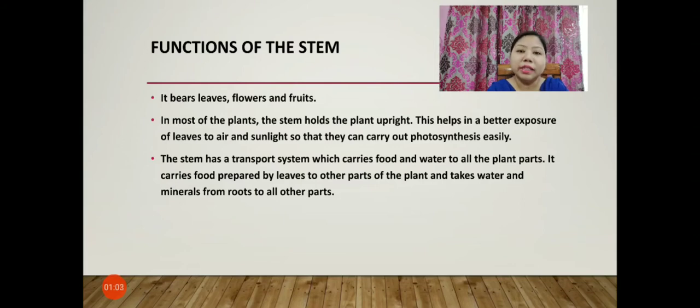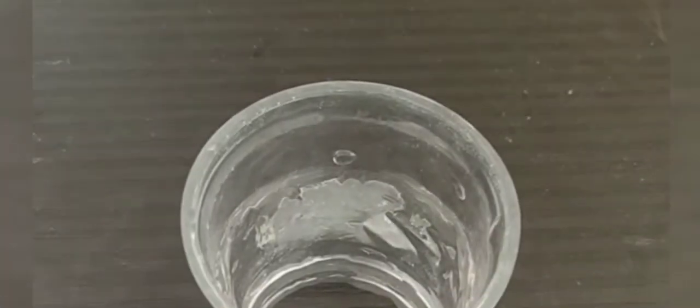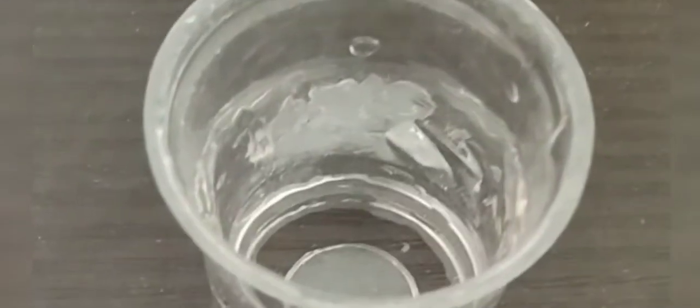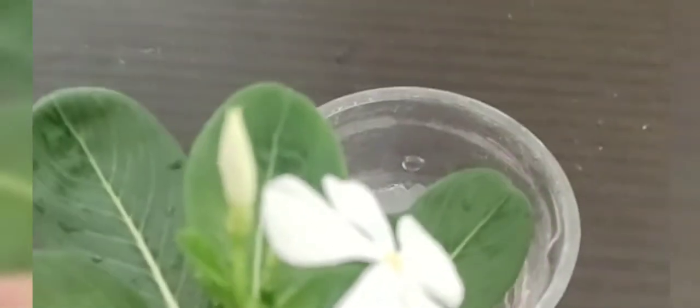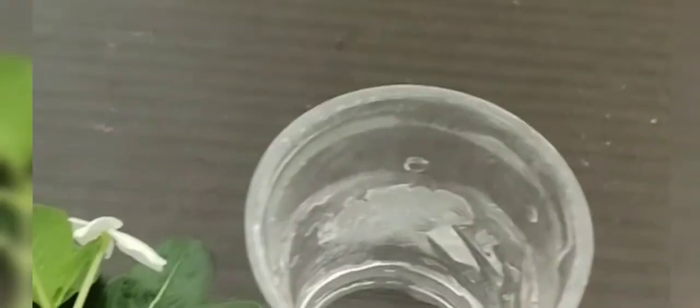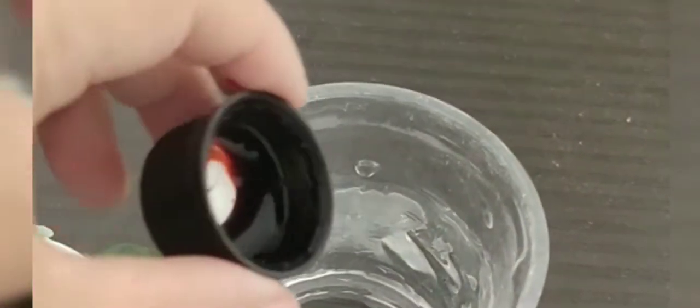So now let's do an activity to show that stem transports water. This is an activity to show that the stem transports water to all parts of the plant. For this activity, we need to cut a small branch of a plant with a soft stem bearing some leaves and white flower. Now take a glass filled with water and add 1 to 2 drops of red ink and let the ink get evenly diffused in water.